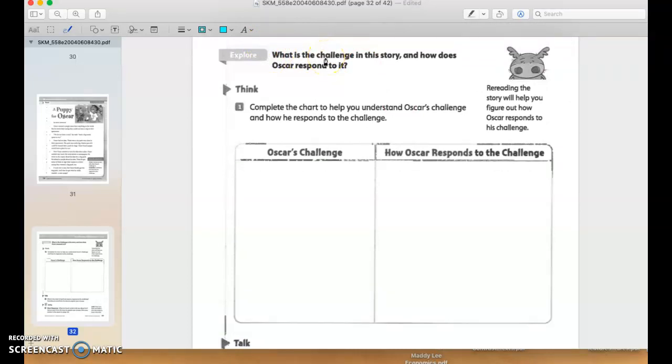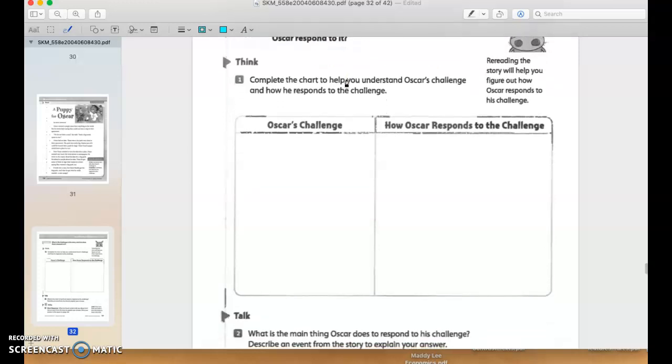The next section is the Explore section, and it wants you to tell what the challenge of the story is and how does Oscar respond to it. So you should have already circled and underlined those two things in the passage, which will help you to answer this portion of your work. Complete the chart. Remember to reread the story to help you figure out how Oscar responds to his challenge. Oscar's challenge, that is whatever his problem is. You write that here in this section. And then how Oscar responds to the challenge over here in this section.